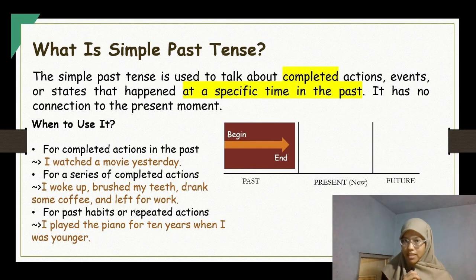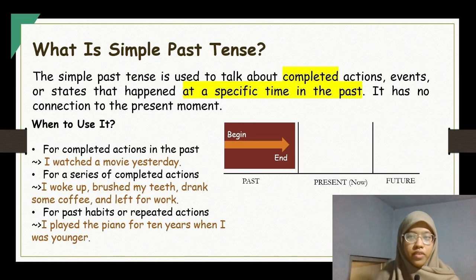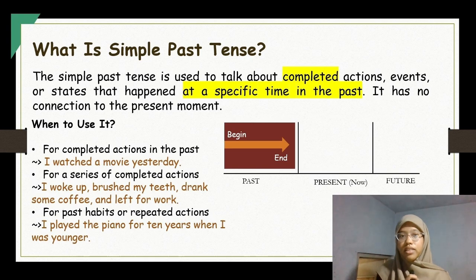Now, let's get more specific about the different situations where we use this tense. First, for a completed action, this is the most straightforward use. I watched a movie yesterday. The action started and ended in the past. It's a single, complete event. I watched a movie yesterday. Second, for a series of completed actions, we use it to list a sequence of finished events, often when telling a story. For example, I woke up, brushed my teeth, drank some coffee, and left for work. Each action is a separate, completed step in the past.